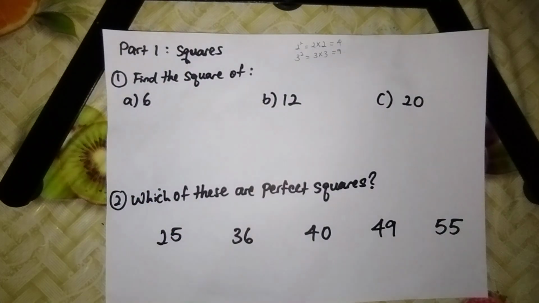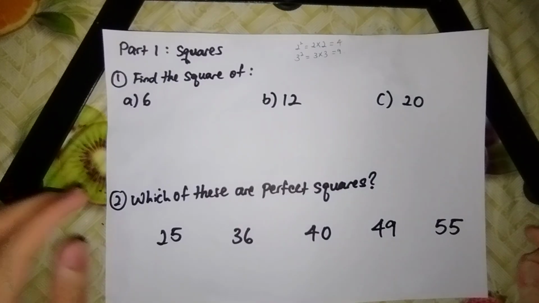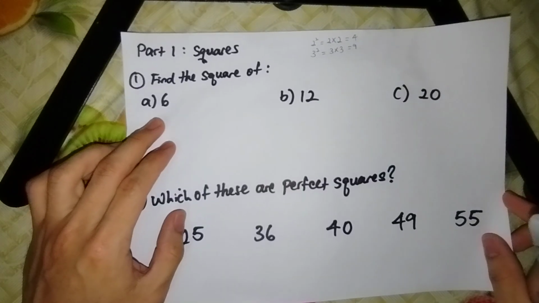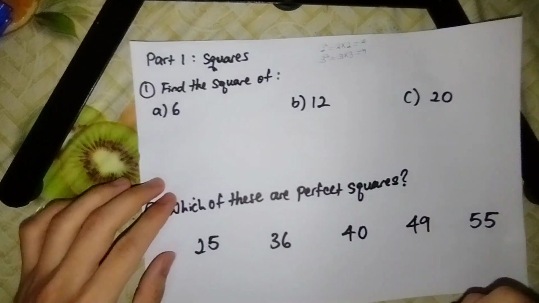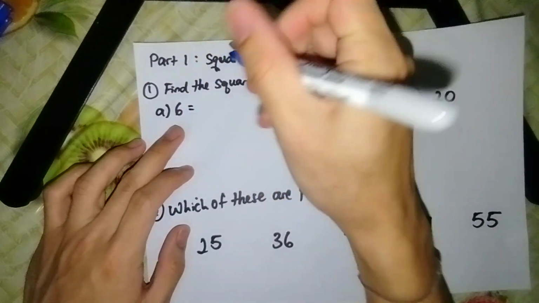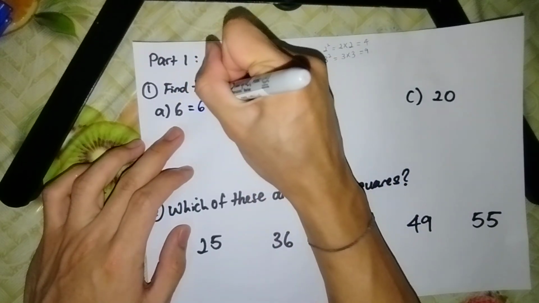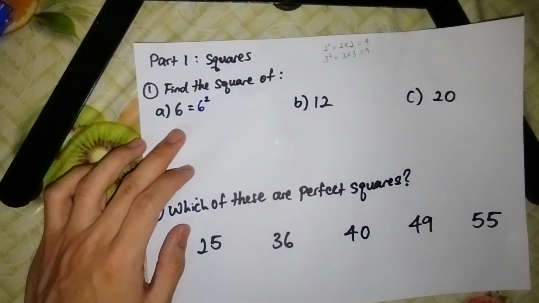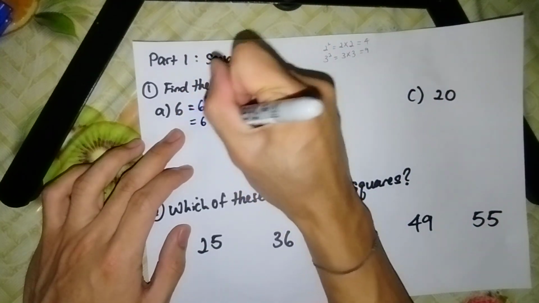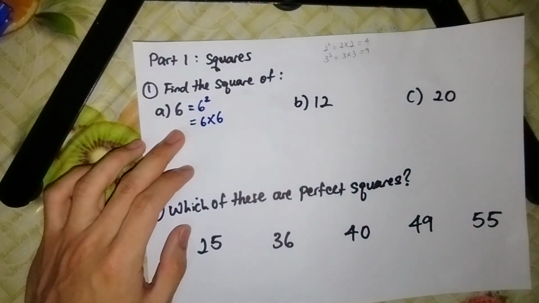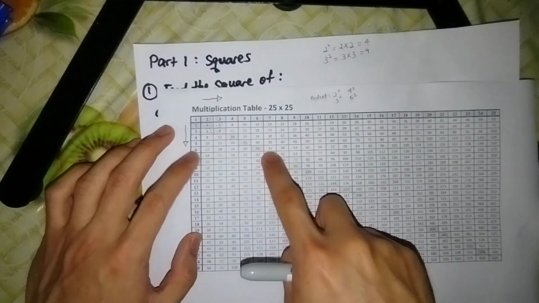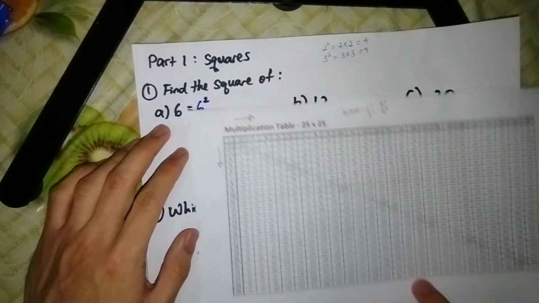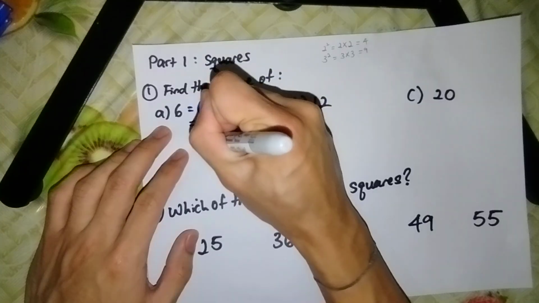Okay, back to our problem. With that in mind, let's start working on the first question. Find the square of 6. What this means is 6 squared. So I say that it's 6 raised to the power of 2. And this means it is 6 times 6. If you look at the times table, it is a perfect square. 6 times 6 is 36. And the answer is 36.